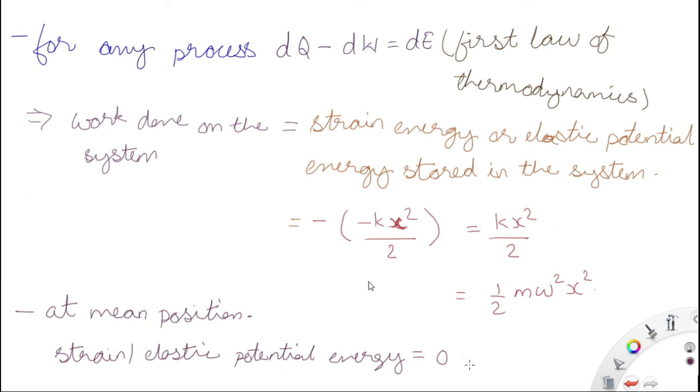Now at the mean position the strain or elastic potential energy is equal to 0. Why? Because x is equal to 0 at the mean position, at the center, at the origin, at the equilibrium position. That's why the elastic potential energy is equal to 0. Okay, so thank you.